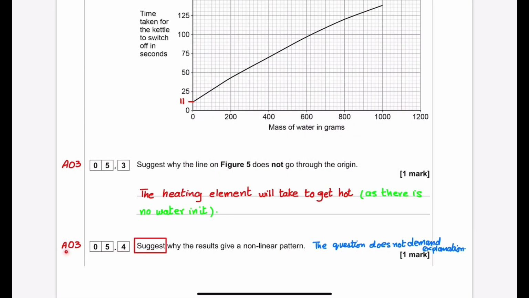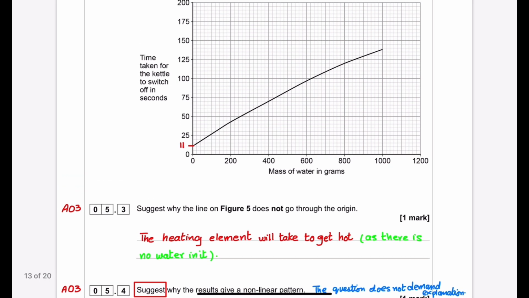5.4 is again an AO3 question. Again, it is a suggestion based or reason based question. Suggest why the result gives a non-linear pattern. If you look here at the graph, it is not a straight line. It is a curved line. Why is the graph not a straight line and it is a curved line? The student needs to give the reason behind it.